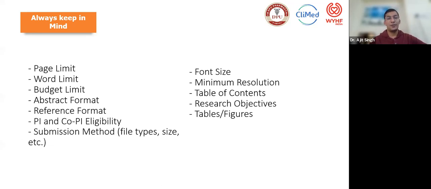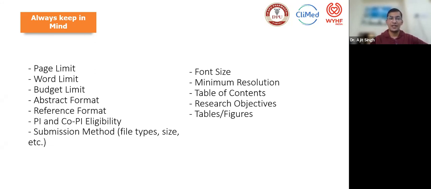Then abstract format, they always ask abstract format, whether it is unstructured or structured. Sometimes, in research proposals, usually it is unstructured. So structured means they ask to keep your aims and hypothesis, justifications in a little bit, and a little part of the methodology. But usually if it is unstructured, then keep it short, 200 words, 250 words, or maximum 300 words. Then they give the word count for the abstract also.